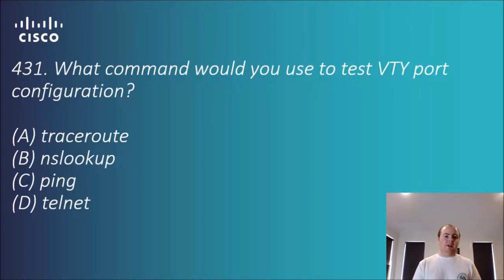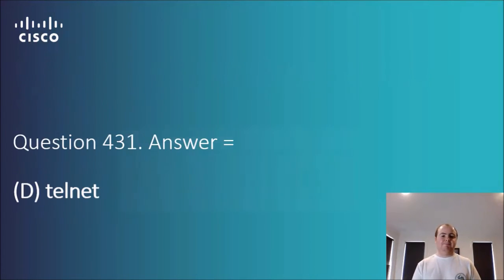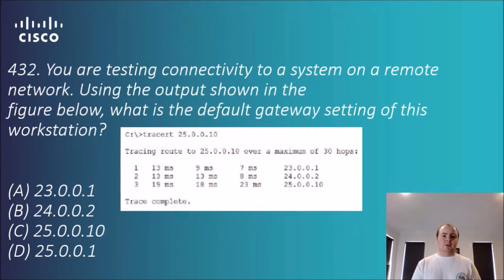So we've got traceroute, NSLOOKUP, ping, and telnet. Bit of a rote answer this one, so there's no magical science to it. But it is not A, B, or C, it is D, telnet. 432, you are testing connectivity to a system on a remote network using the output shown in the figure below. What is the default gateway setting of this workstation? So we've got 230.0.1, 240.0.2, 250.0.10, 250.0.1.